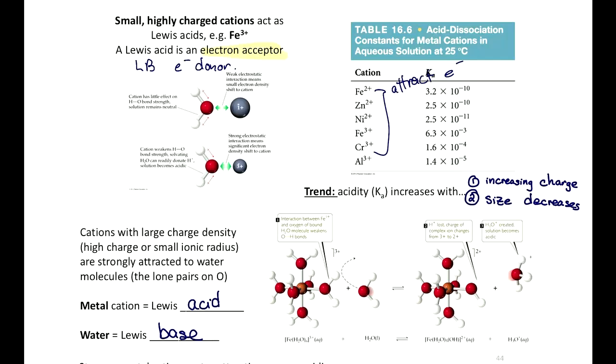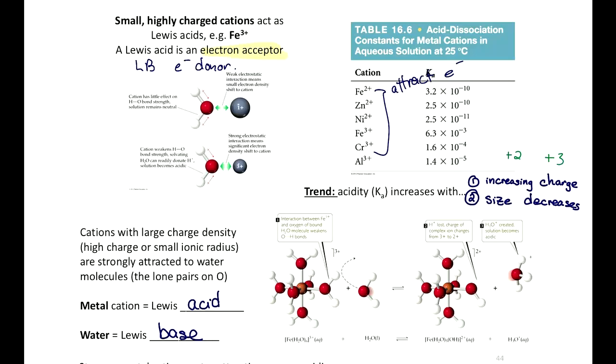The actual numbers don't need to be memorized, but what we can draw from this chart is that the acidity, or the magnitude of Ka, increases with increasing charge. For example, think about a +2 ion versus a +3 ion. Which one attracts electrons more? +3. So the +3 is going to be more acidic because it can attract more electrons and act more like a Lewis acid, an electron acceptor. Also, as size decreases, smaller cations are typically better acids because they have a high charge density and can attract electrons much more and act as a Lewis acid.